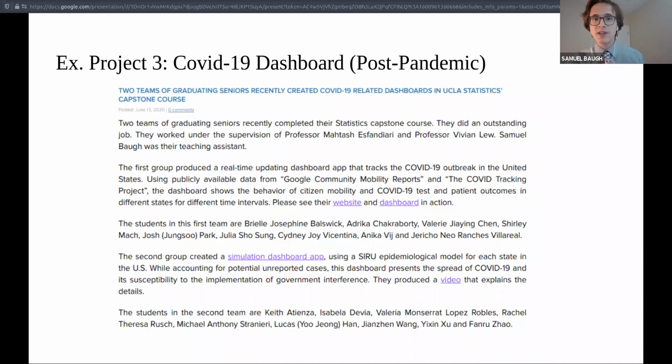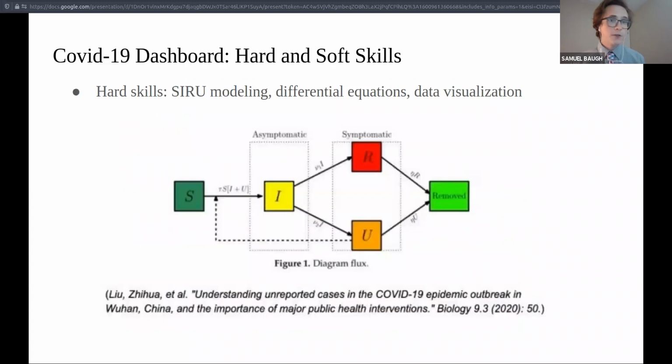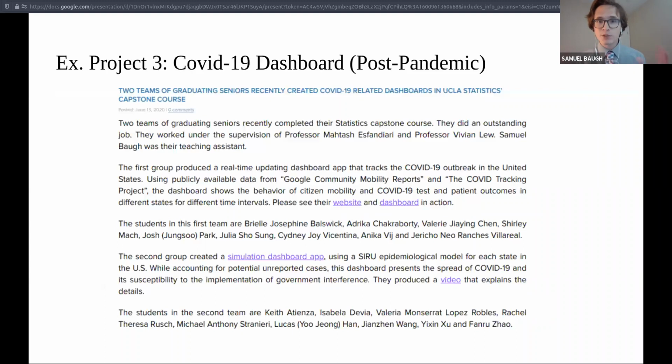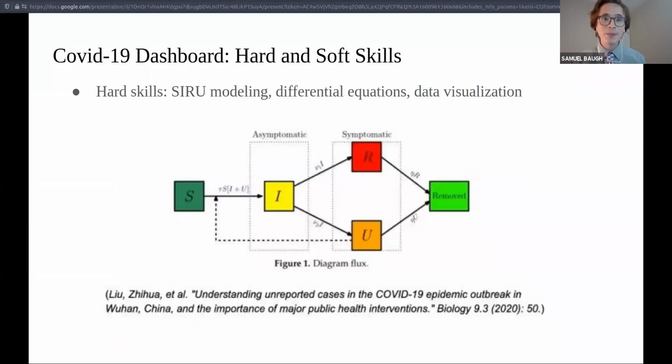One is a link to the dashboard that the students created as the final output of their project, and the other one is a video where they explain how to use the dashboard in a way that's accessible to a general audience. So for the first dimension of the course, I can go to the next slide.